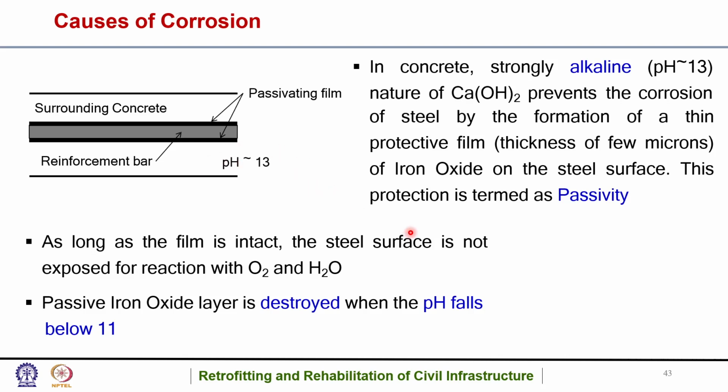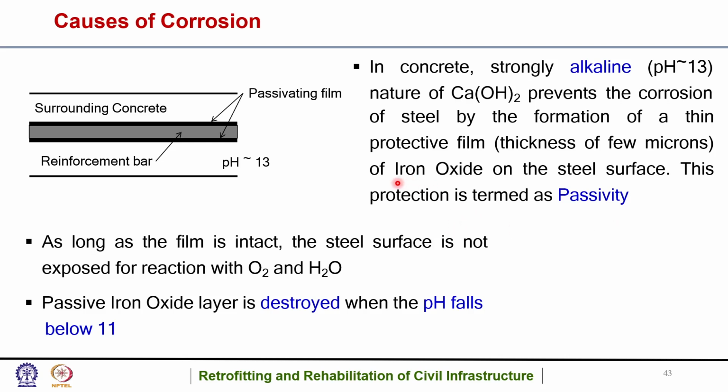We'll be studying more in the coming slides. In concrete, the strongly alkaline nature, pH 13, of Ca(OH)2, calcium hydroxide, prevents the corrosion of steel by the formation of a thin protective film of iron oxide, having a thickness of a few microns. This iron oxide is formed on the steel surface because of the presence of calcium hydroxide, and this protection is termed passivity.